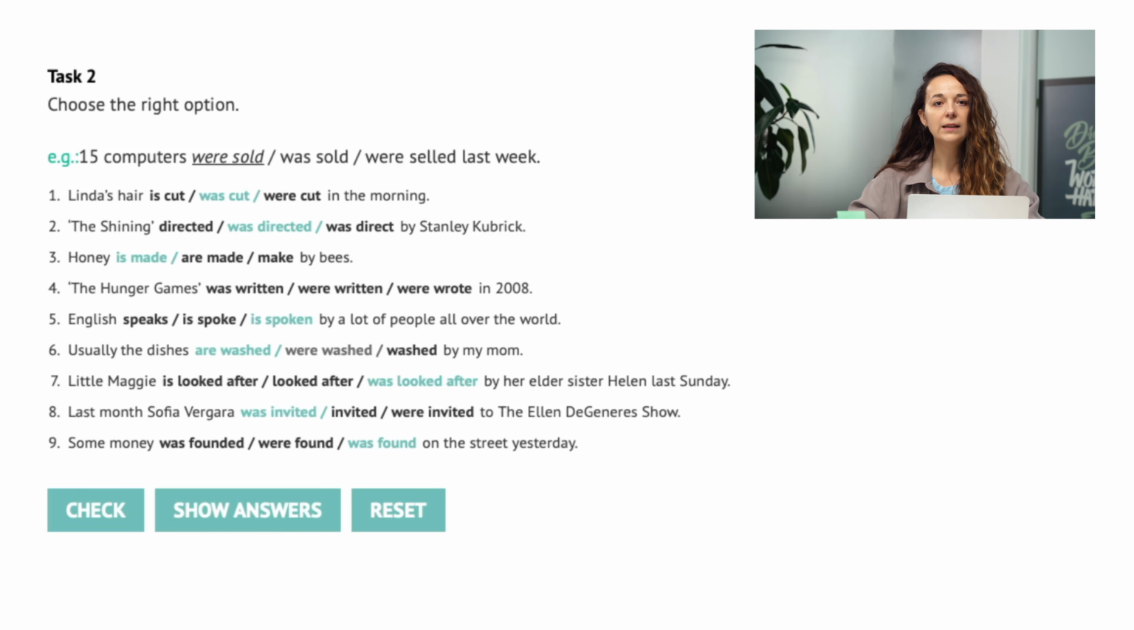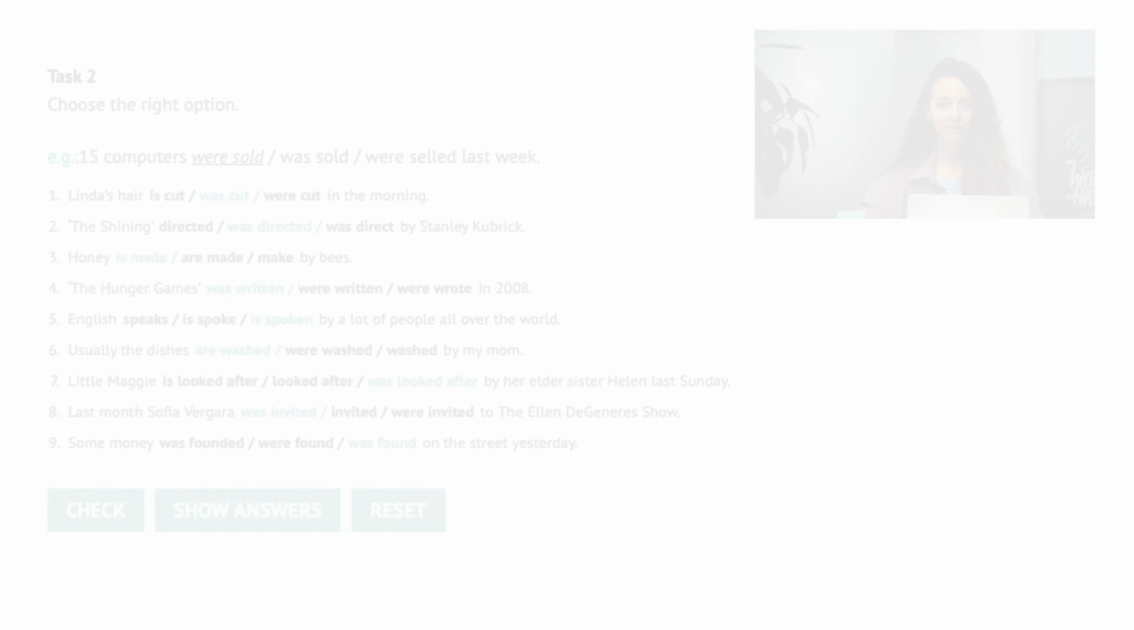If you're done, let's look at number 4. The Hunger Games was written or were written? What do you think? Even though we have games, plural here, it's a name of a book. One book, so we'll say was written. Great job, and let's go on to task 3.